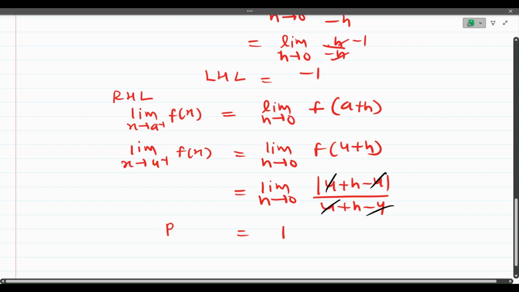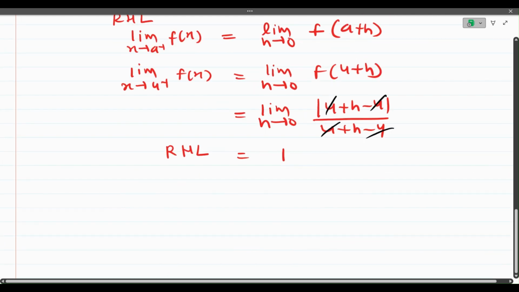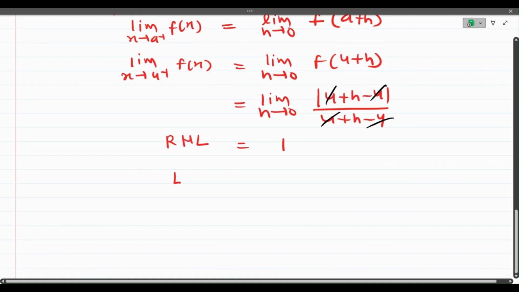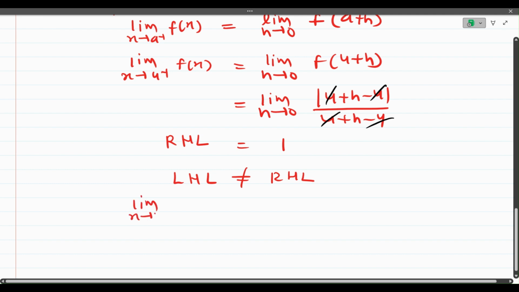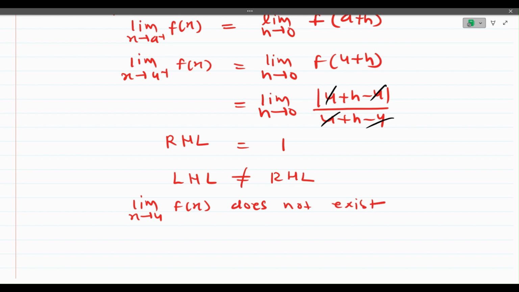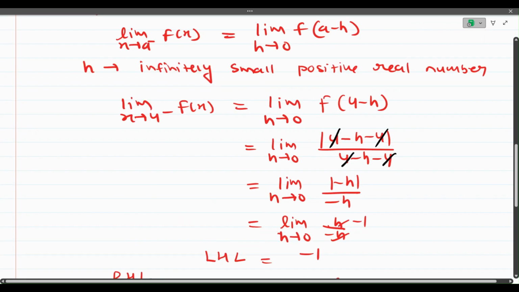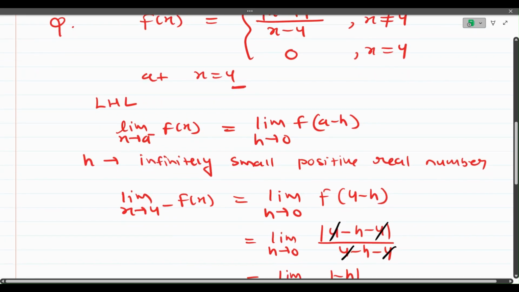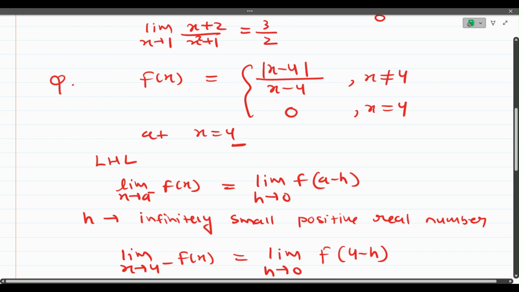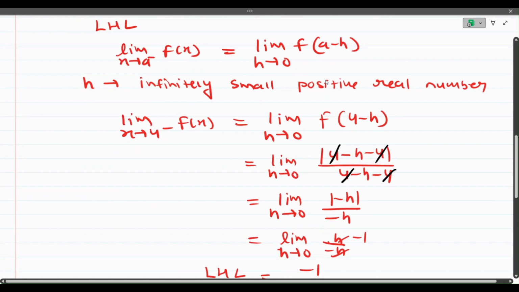So here the right hand limit is 1 and the left hand limit is negative 1. So obviously the left hand limit is not equal to the right hand limit, and so we can say that limit x tends to 4 of f of x does not exist, because its left hand limit is not equal to its right hand limit. Okay, I hope you understood the algorithm of finding the left hand limit and the right hand limit of the function.